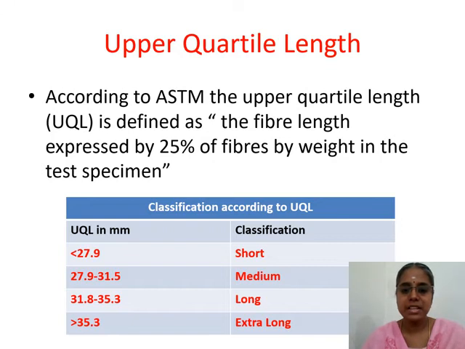If it is greater than 35.3 mm, then it is extra long. Similarly, the classification of fibers based on 2.5% span length, based on effective length, and based on staple length are also available. I want you to go through the notes for the classification of fibers by length based on various parameters obtained through various instruments.